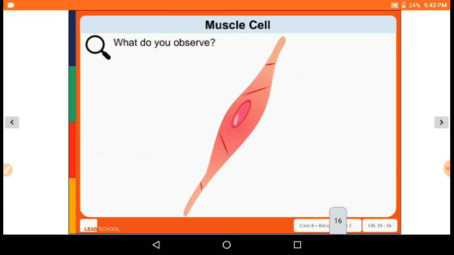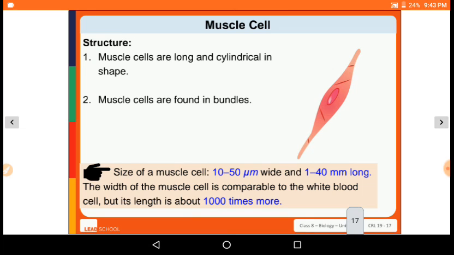Next, what do you observe? It is a muscle cell. Muscle cells are long and cylindrical in shape. Muscle cells are found in bundles and the size of the cell is 10 to 15 micrometers wide and 1 to 40 millimeters long. The width of the muscle cells is comparable to the white blood cell, but its length is about 1000 times more.